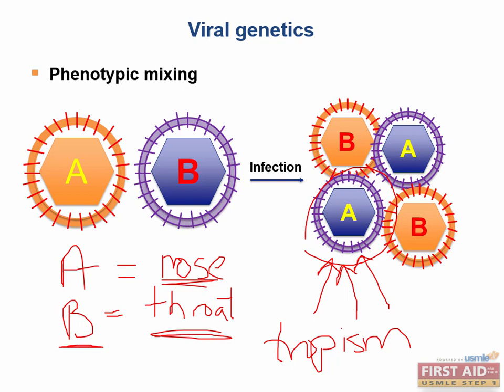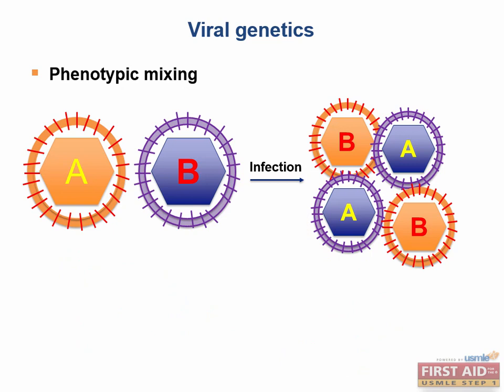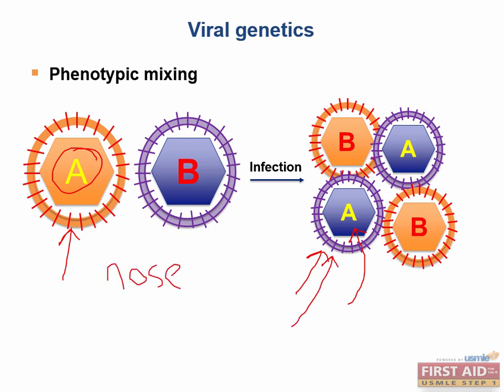Tropism is a fancy word for where in the body the virus will infect, or what cell in the body the virus will infect. So the key here is that the tropism is determined by the proteins on the capsid of the virus, not by the genetic material on the inside. So although genes of virus A, which are normally in the orange envelope and capsid, want to infect the nose, in this case, it is the capsid and envelope proteins of virus B that determine where this virus infects.